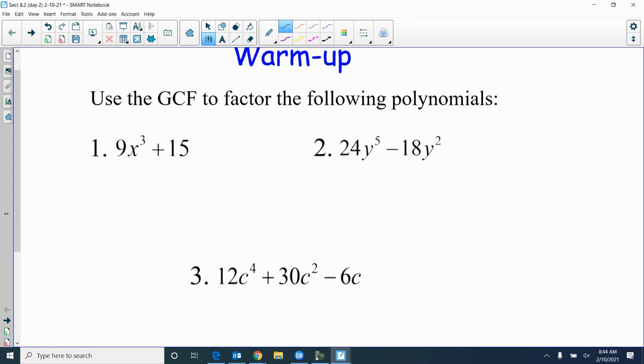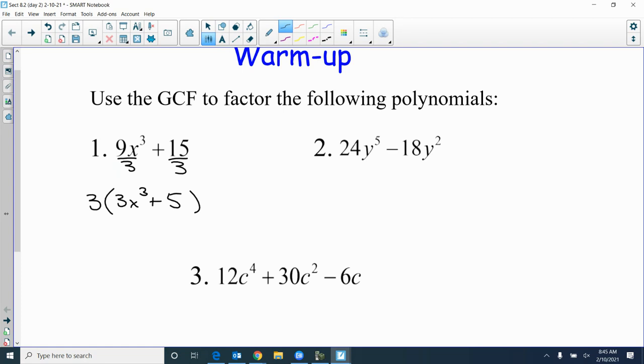The GCF can have a variable, but for the first one, the 15 doesn't have anything. So your GCF is a 3. That's the number that will go into both of those. And when I divide, I get 3x cubed plus 5. That's going to be your answer. Okay, what's my GCF? Colin, what do you have for the GCF for number 2?